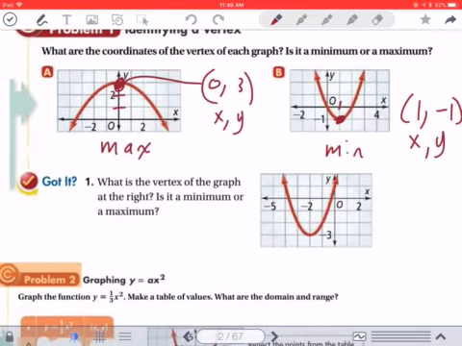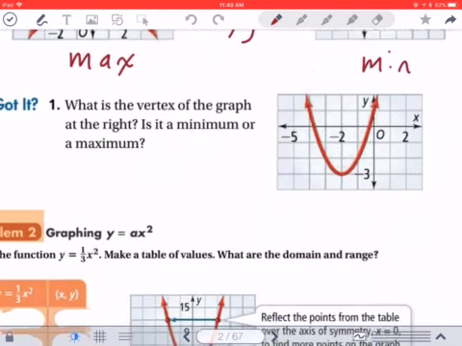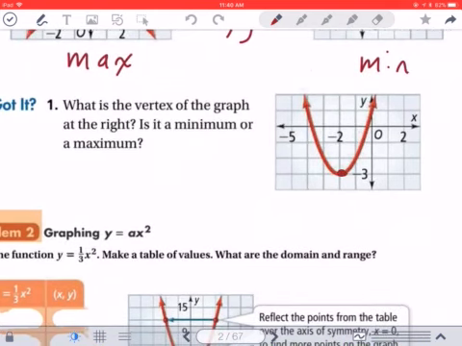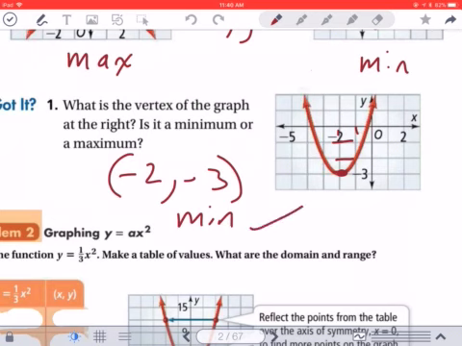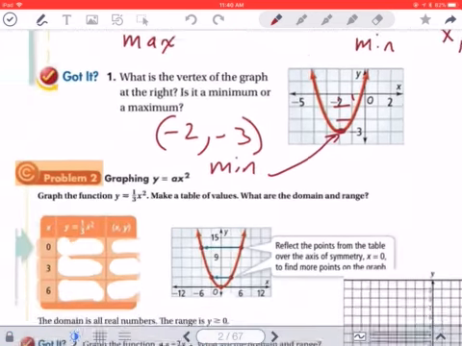Okay, what is the vertex of the graph at right? Is it the maximum or minimum? Pause the video, try that one. All right, press play, see if you got the right answer here. It is left 2, down 3. So negative 2, negative 3. And it is a minimum because that is the lowest point.